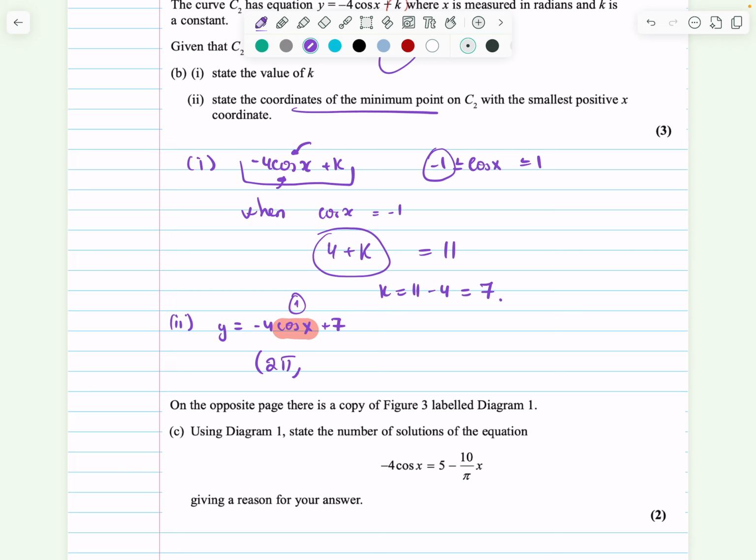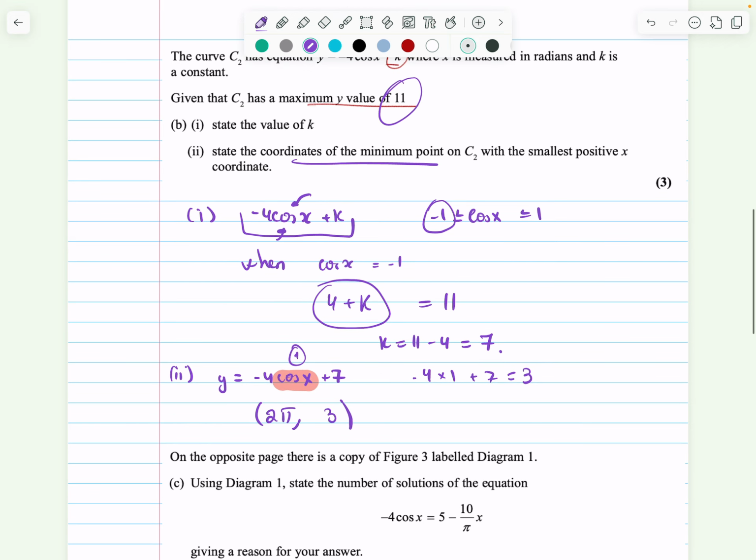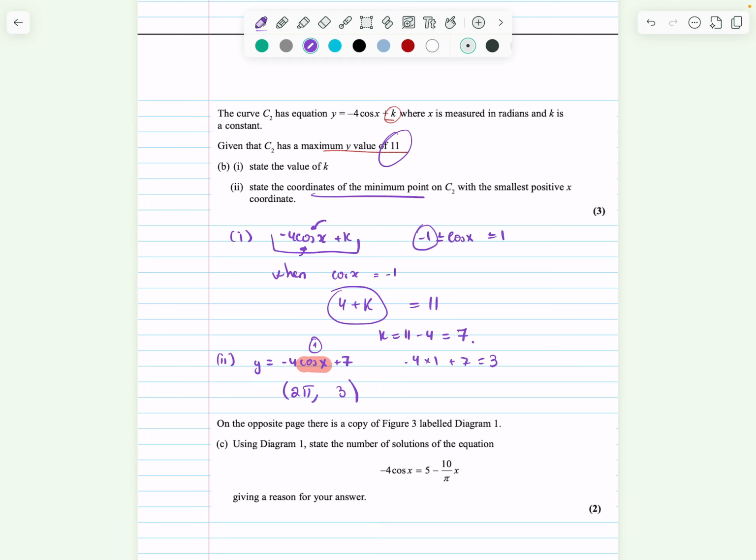So you can think of it this way also. Negative 4 times 1, where cosine is 1, plus 7, that's going to give us 3. So 2 pi and 3 is there. A minimum point, or the smallest minimum positive point, whatever they want, okay? You can say. Alright, that's the second part. It's done. So 3 marks. For me, it's almost from nothing.